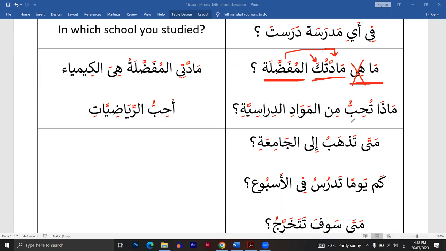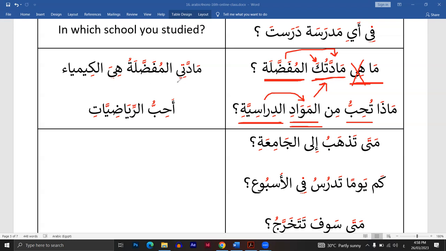Or we can use the verb yuhib. Mada tuhibbu min al-mawad? Al-mawad is the plural of madda, subject. Mada tuhibbu min al-mawad al-dirasiya? Al-dirasiya again is an adjective for al-mawad. Al-dirasiya means educational. So here, the translation is, what do you like from the educational subjects?